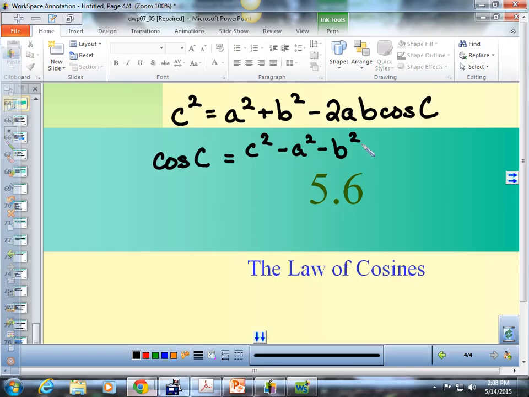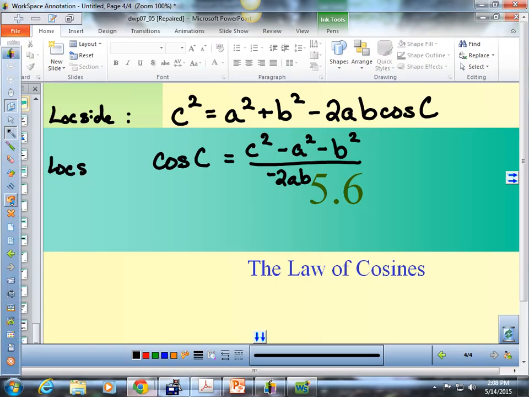Well, how am I going to get the cosine C by itself then? We've got to divide by those three factors. We've got to divide by negative 2ab. So, law of cosines can be used to find a side. Law of cosines can be used to find an angle.